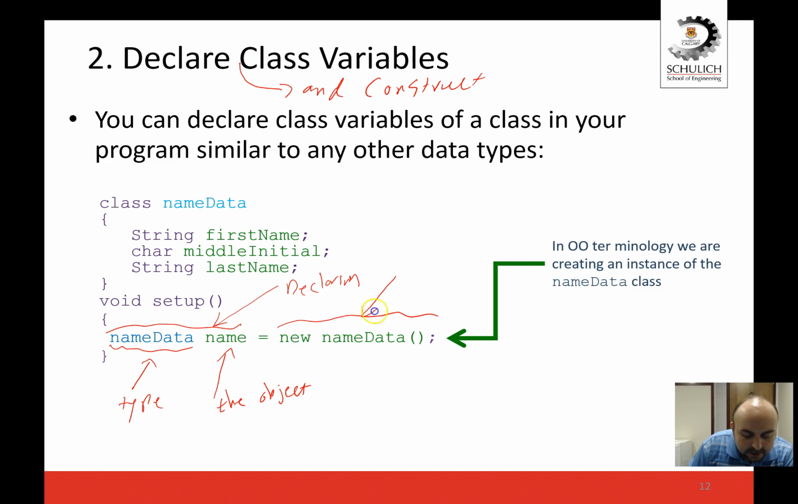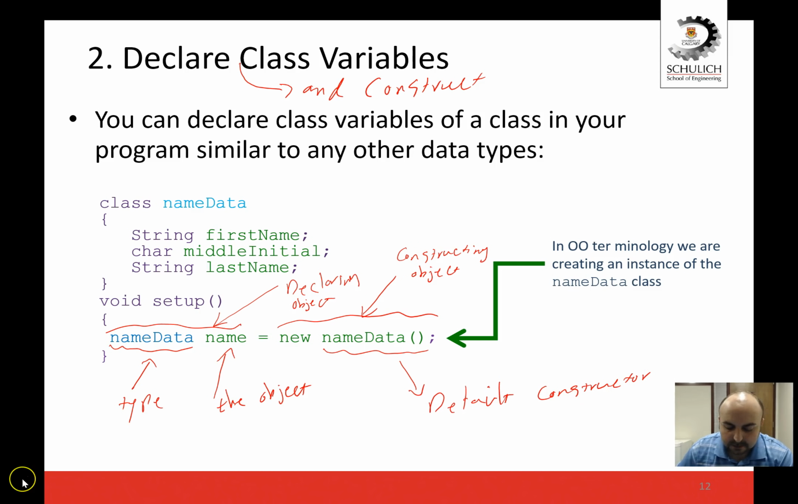Here we are constructing the object. Here we were declaring the object. And I said this is called the default constructor. The default constructor constructs the object in memory and it initializes all the data members.